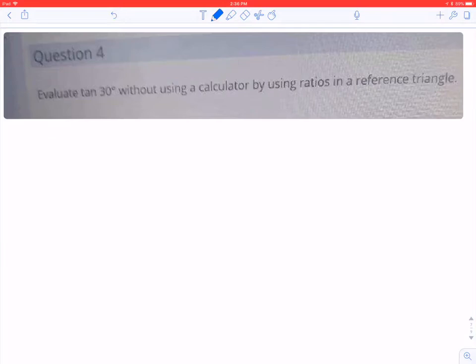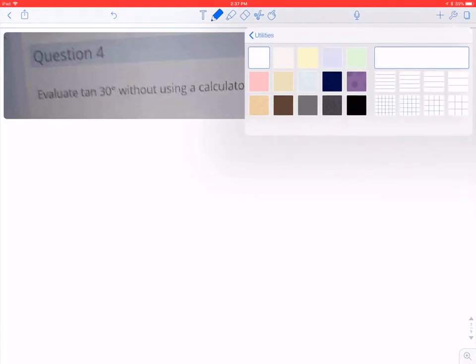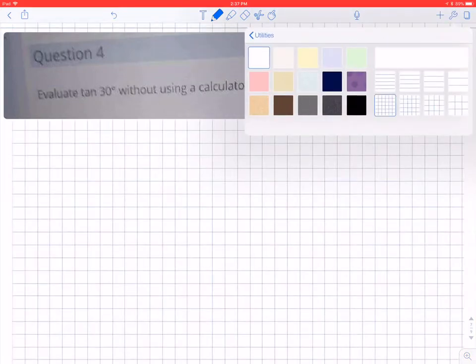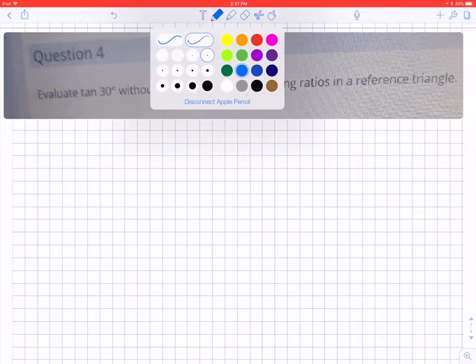This question comes in. It says, evaluate tan of 30 degrees without using a calculator by using ratios and a reference triangle. So something like that, what I instantly think of is the unit circle. I think of the unit circle, and the way I know the unit circle is as follows.